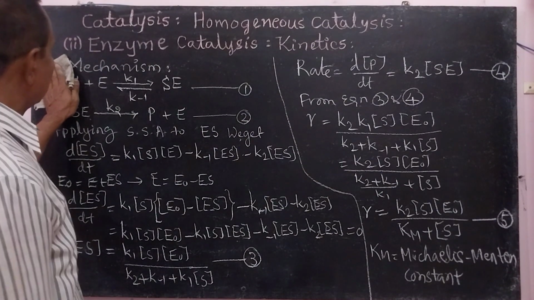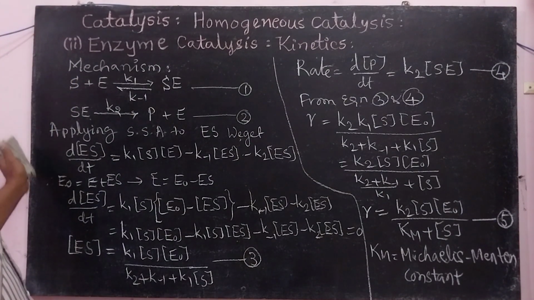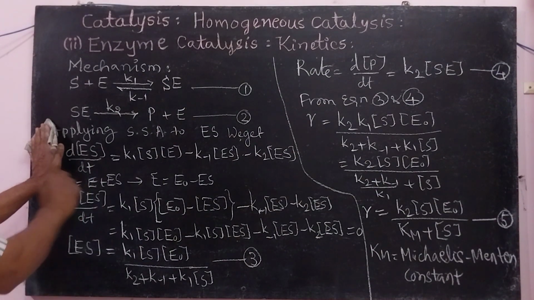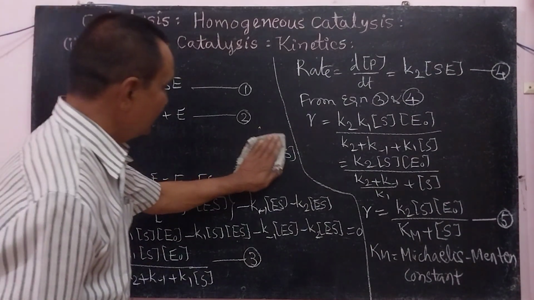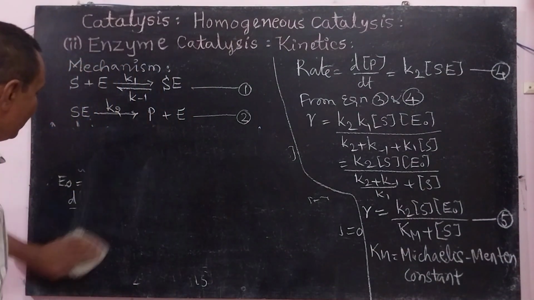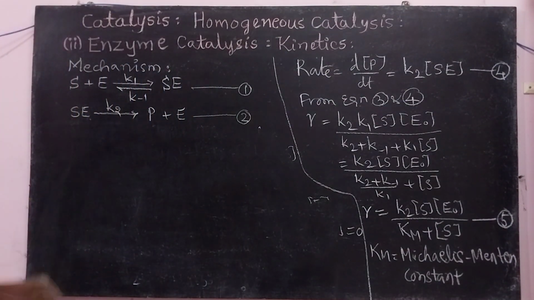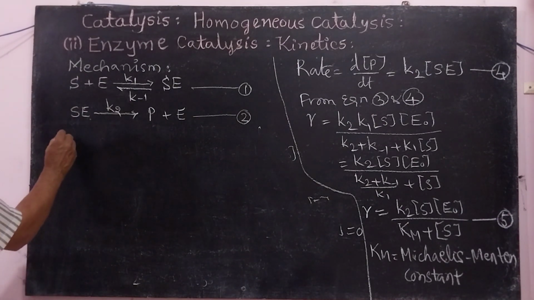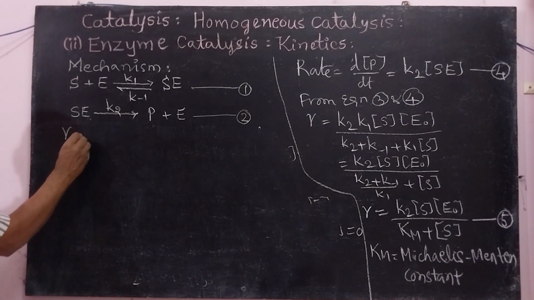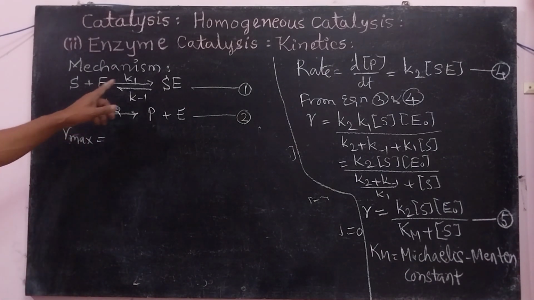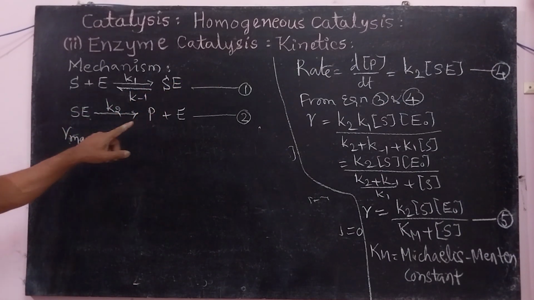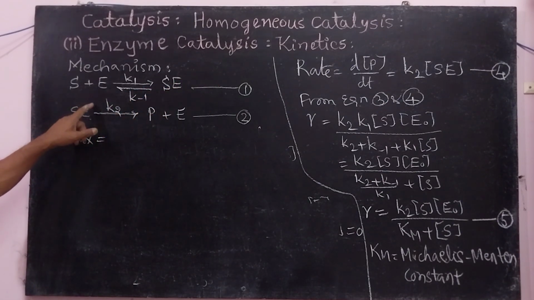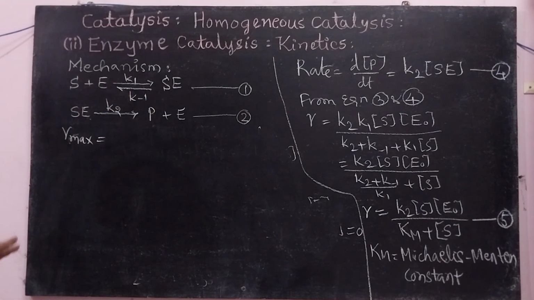Now we want to study other things. Here we may remove the rate of this reaction, and we get the maximum rate of this reaction. According to this, the rate of this reaction is directly proportional to the concentration of the intermediate complex, that is ES. And the rate will be maximum.